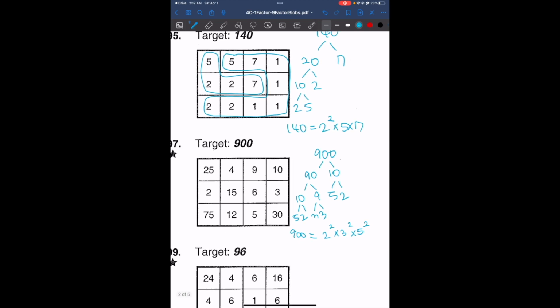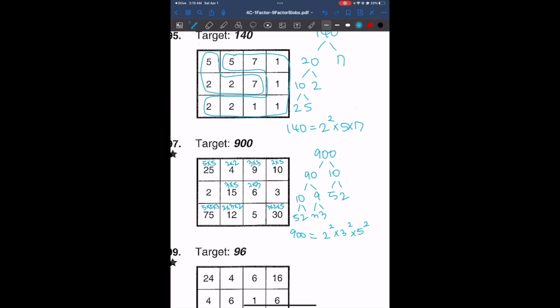And 25 is 5 times 5. So we can really write out the numbers so that we don't get confused. 9 is 3 times 3, 4 is 2 times 2, 10 is 2 times 5, 6 is 2 times 3, 15 is 3 times 5, 75 is 5 times 5 times 3, 12 is 2 times 3 times 2, and 30 is 3 times 2 times 5. And so now we've expressed everything in terms of prime numbers that are involved in the prime factorization of 900.